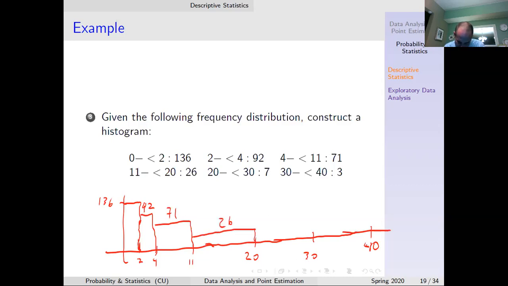From 20 to 30, there's 7. From 30 to 40, there's 3. Okay, and again, I'm being very, very rough here. Again, this is a frequency histogram. For relative frequency, remember you'd have to do that weird formula for the rectangle height, but all that would do is change what the Y value actually was. The shape of this would look exactly the same.